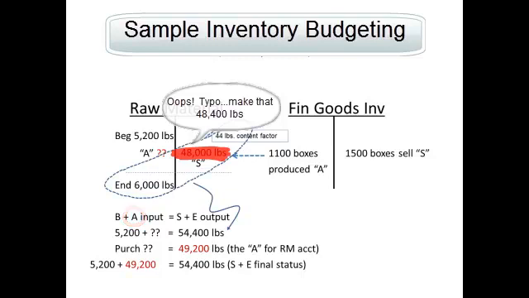That is, our total inputs, beginning inventory of 5,200 pounds, plus our solve for purchases of 49,200 pounds, equals our final status or output of that account, 54,400. That which is used, that which is left behind. Final output status. And that's all there is to solving an inventory budgeting problem once we know the relationships.